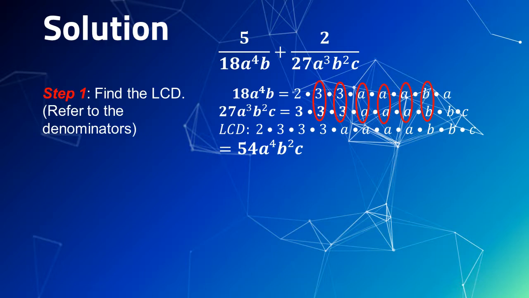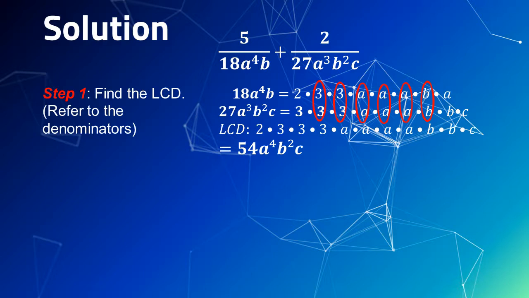For the first denominator, we're going to factor this out using prime factors. We call this prime factorization. So 18a raised to 4b is equivalent to 2 times 3 times 3 times a times a times a times b times a. Since we have 4 a's here, we can also write a times b; that is also correct, since multiplication is commutative. Then we have 27a raised to 3b squared c, which in prime factorization form is 3 times 3 times 3 times a times a times a times b times b times c.